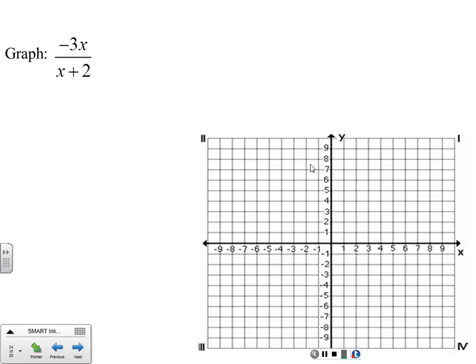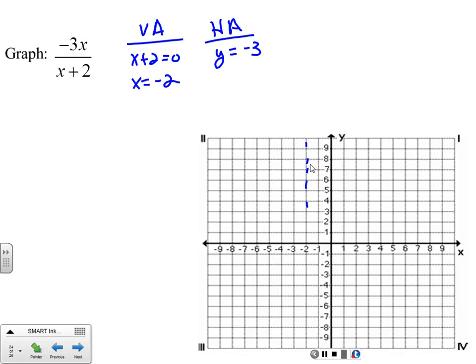Alright, let's try this one. What's the vertical asymptote going to be? And the horizontal asymptote? Alright, so we're going to have x is negative 2 and y is negative 3. Now if you don't know how to graph a vertical and horizontal line, that is in chapter 7 of your book. And your Math 100 teacher did not do a very good job. Alright, let's go to the T-chart. See what happens.